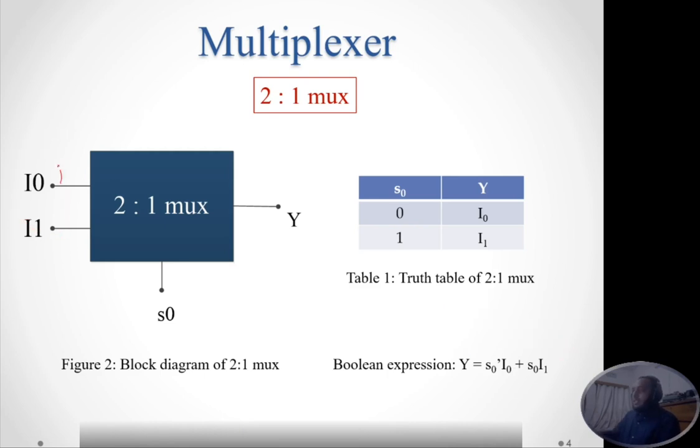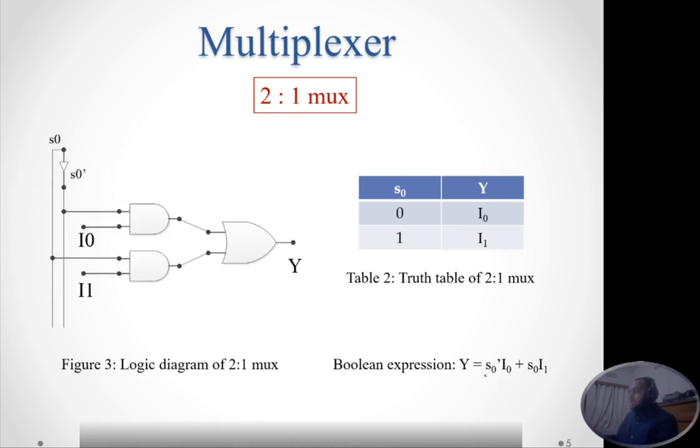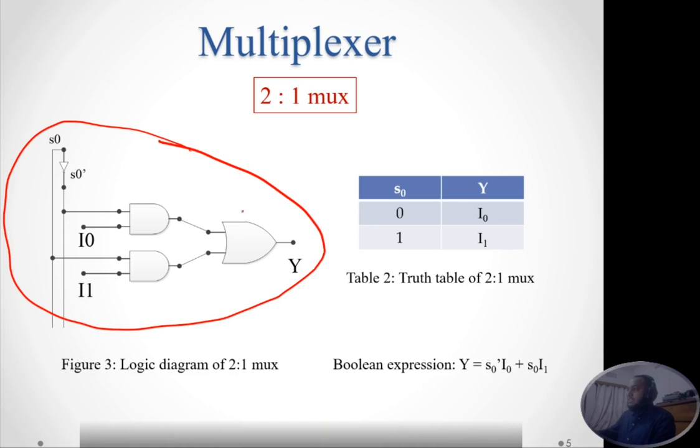And this is the block diagram where we have 2 input lines, 1 selection input line and 1 output. Our expression is y equals S0 prime I0 plus S0 I1. So we will need one inverter for this prime, 2 AND gates and 1 OR gate. So this is the logic diagram using this Boolean expression. Now let's see if our logic diagram is working as a 2:1 mux or not.